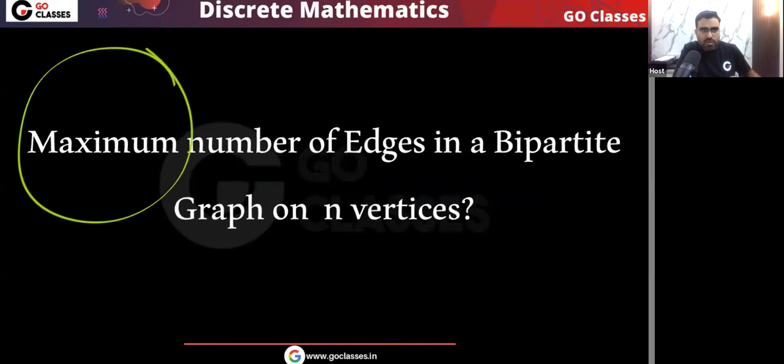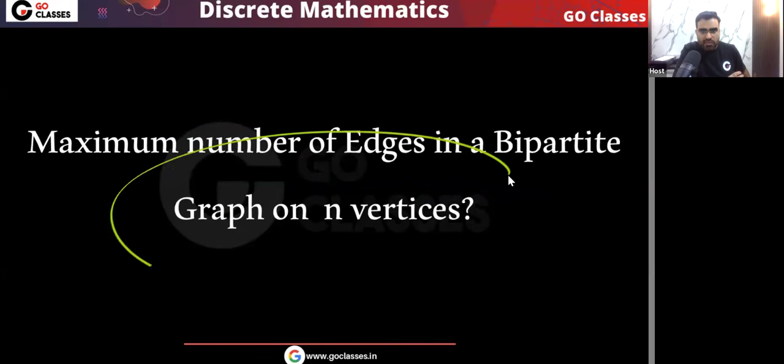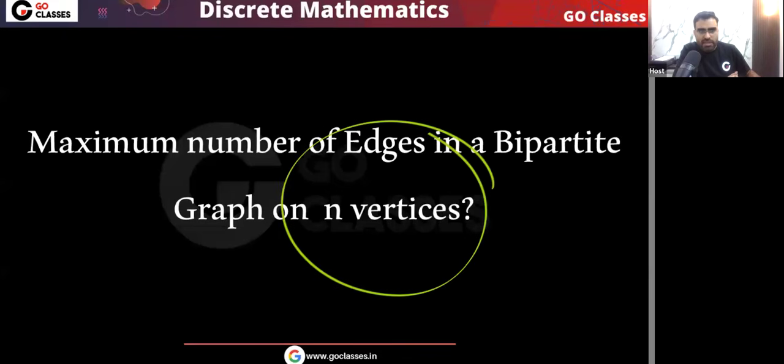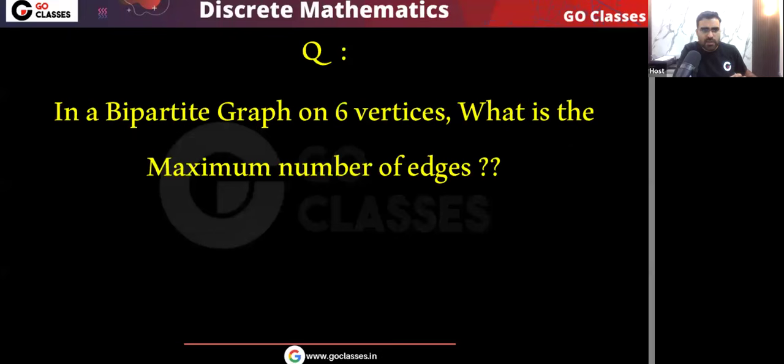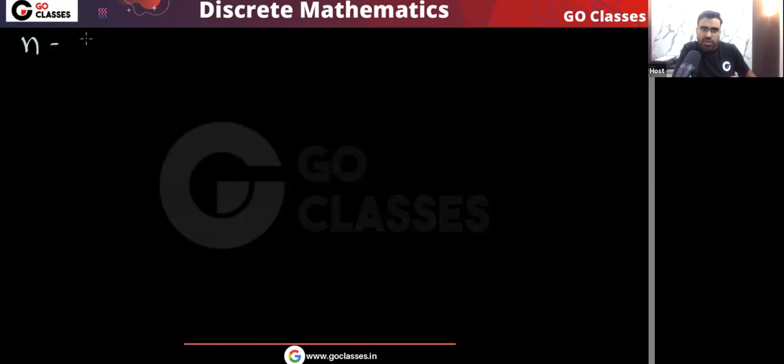Now let's see the maximum number of edges in a bipartite graph on n vertices, how to find it. If your bipartite graph has a total of n vertices, then what will be the maximum number of edges? Let's solve this question. In a bipartite graph, if there are 6 vertices total, then what is the maximum number of edges? Can you think about it? Total we have 6 vertices and the graph is bipartite. Now you tell me what is the maximum number of edges that we can have.